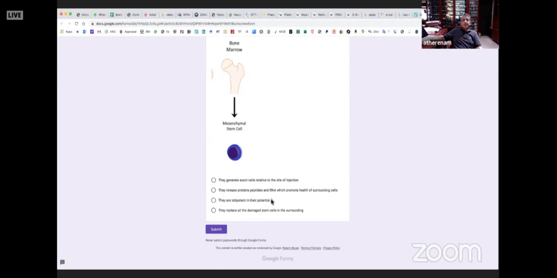They are totipotent in their potential? They're not totipotent. They are further differentiated, but they are stem cells. They can still differentiate into some more cells. They replace all the damaged stem cells in the surrounding? That's not true. They should stay there. The rest of the structures start to develop some function. So the right answer is this one. Okay, so we did that.